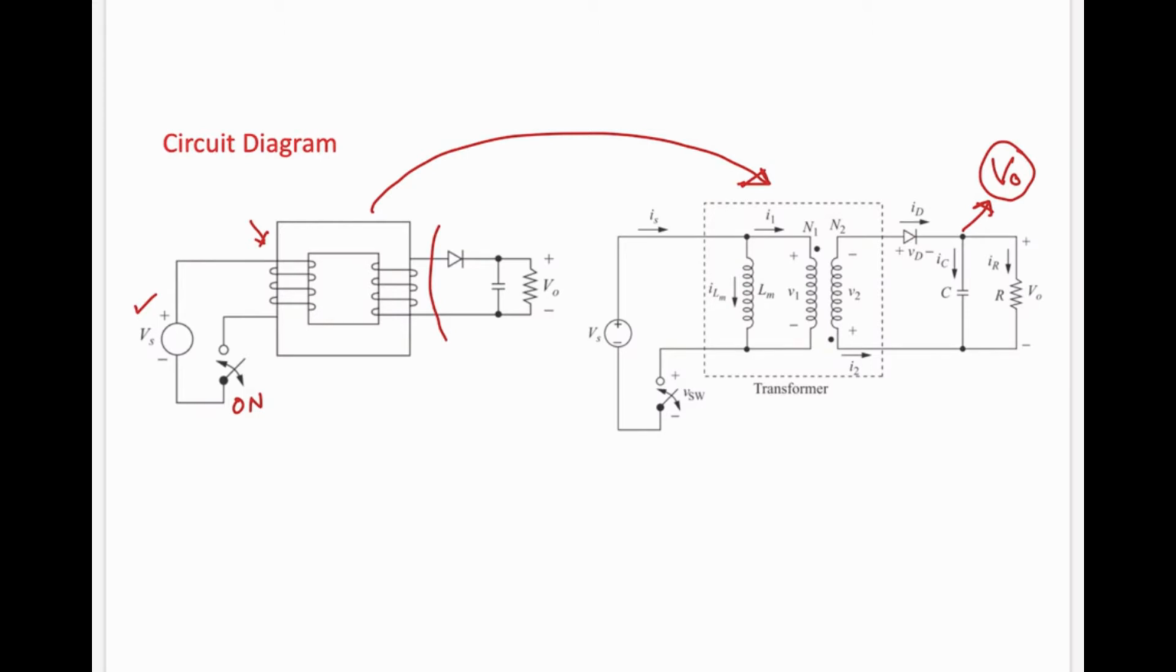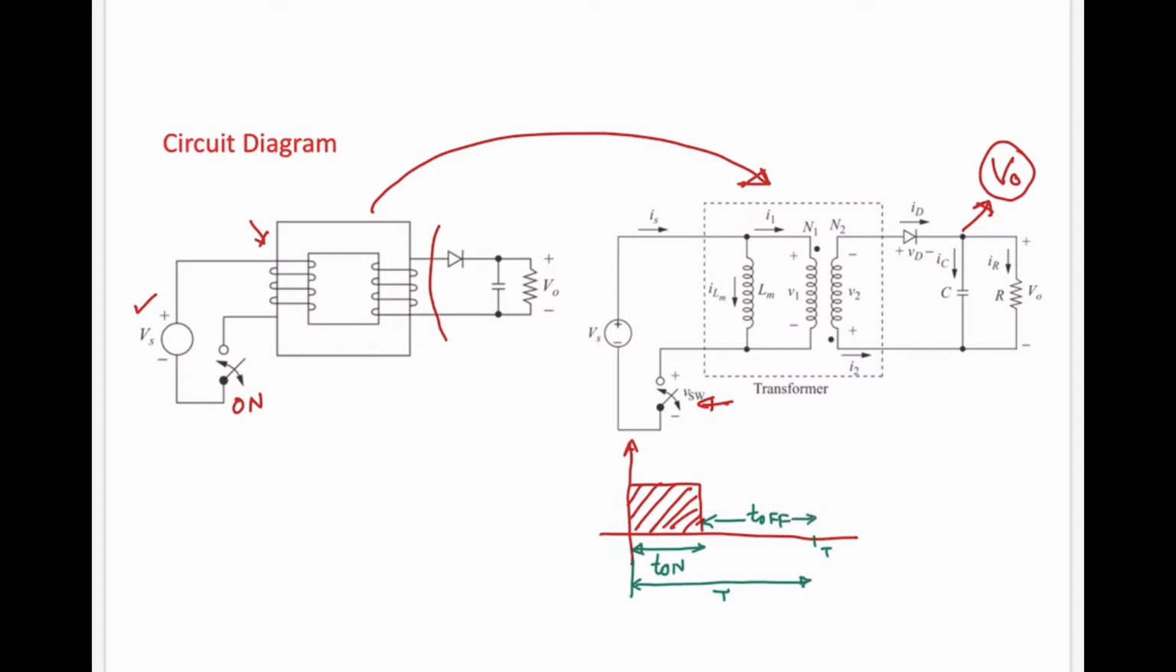The next assumption is that our switch will be turned on for a certain interval of time, because we are going to apply gate pulses to this switch. By applying the gate voltage, this switch will be turned on. Let's suppose that the gate voltage is applied for the time T on, and we are operating this switch at a high frequency whose time period is capital T. So this is the off time of our switch.